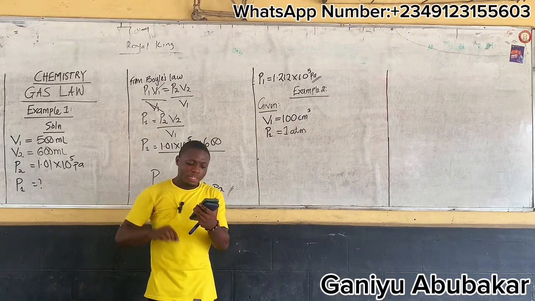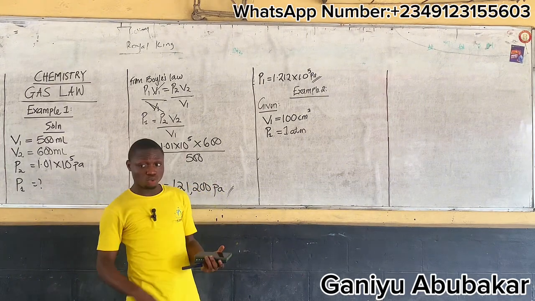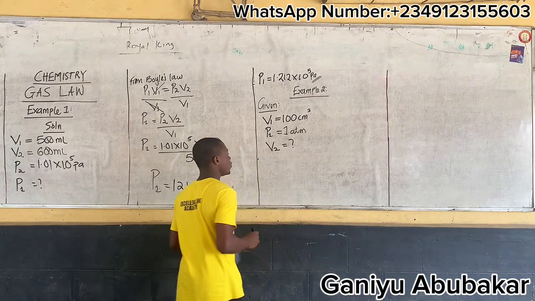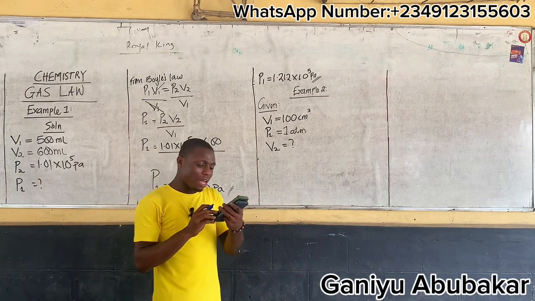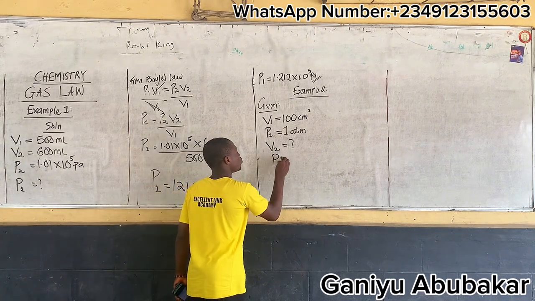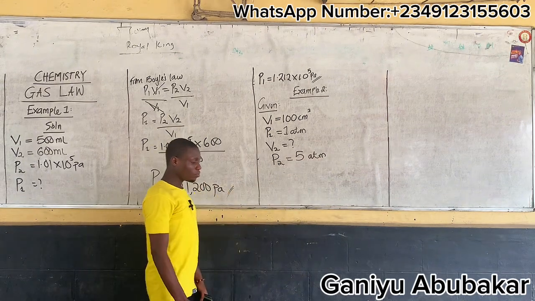Determine the volume of the gas. That's your V2, which is unknown. What next? At 5 atm. That's your P2. P2 is 5 atm.